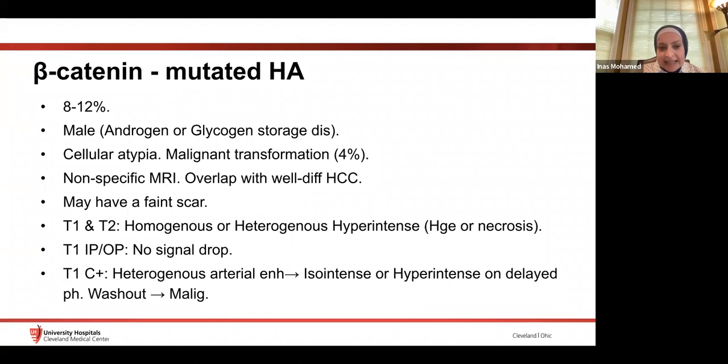Okay, beta catenin, on T1 and T2, it can be homogeneously or heterogeneously hyperintense. It does not drop signal, and it can have heterogeneous arterial enhancement, which becomes isointense or hyperintense on delayed phases. On washout, again, with any hepatic adenoma, if she or he comes for a follow-up and you start seeing rapid increase in size or washout, always put in the back of your mind that there might be malignant transformation.